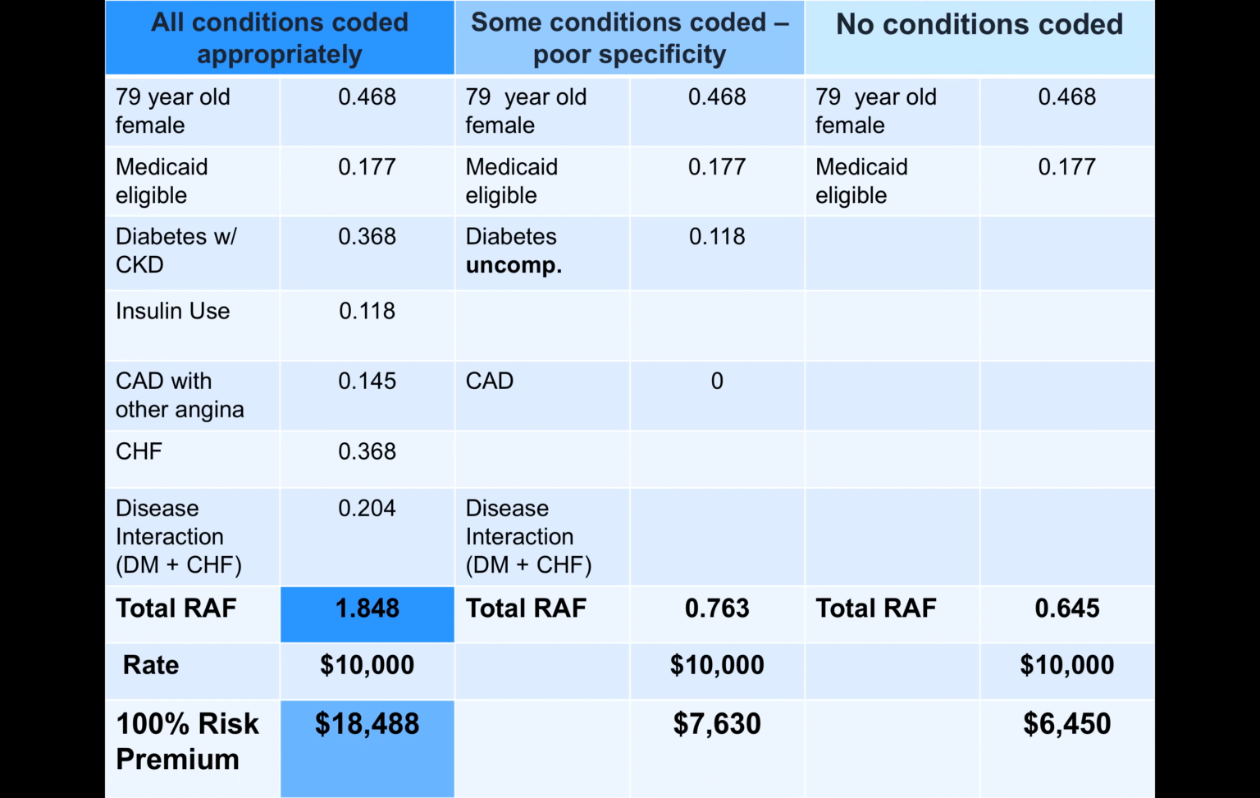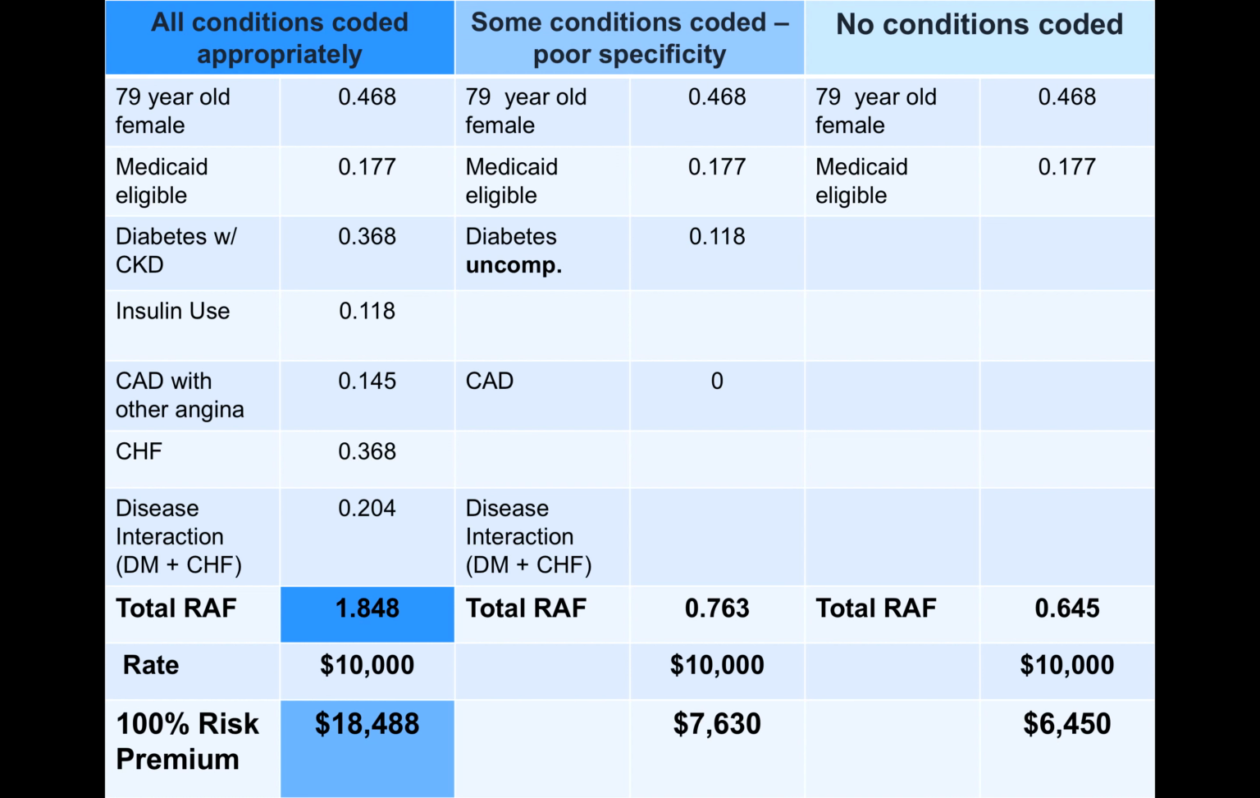In the far left column, the provider used the more specific diabetes with CKD because they had assessed that patient's GFR and determined that it was decreased. They also coded the insulin use code because this patient is on insulin. They noticed that she was on a long-acting nitrate for her angina symptoms, and so they used the more specific CAD with angina code. They also coded her CHF, and because of that, they got a disease interaction code between the diabetes and the CHF. You see this more than doubles this patient's RAF score, and that final payment is more than double the previous amount.